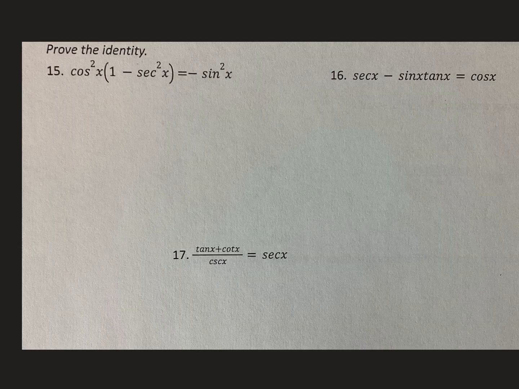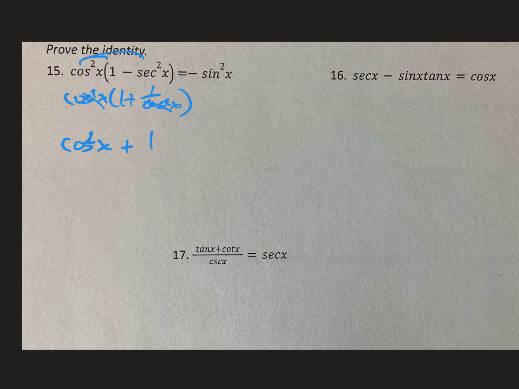15. Fun stuff here. Prove the identity. Here we go, guys. Don't sit and stare. Do something. Okay, so first thing I'm looking at, let's change that secant to 1 over cosine squared. Now let's do the math. Let's distribute: cosine squared times 1 is cosine squared. If I do cosine squared times 1 over cosine squared, they cancel. So I just get 1.